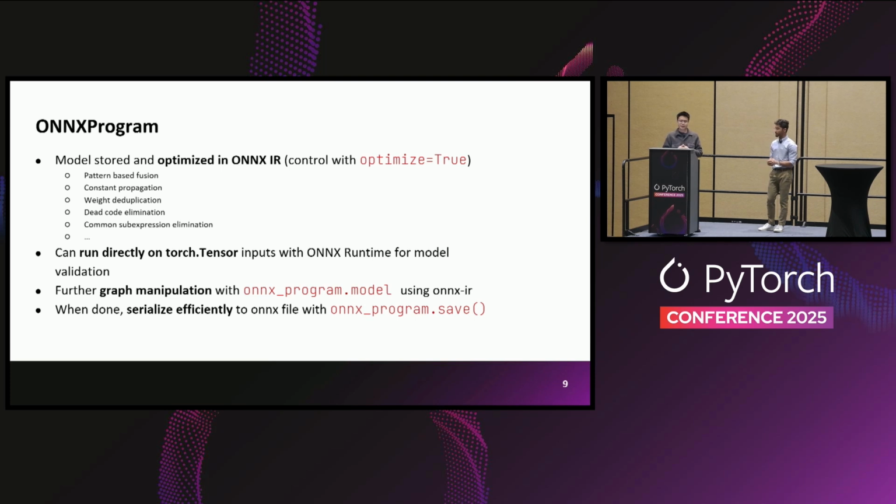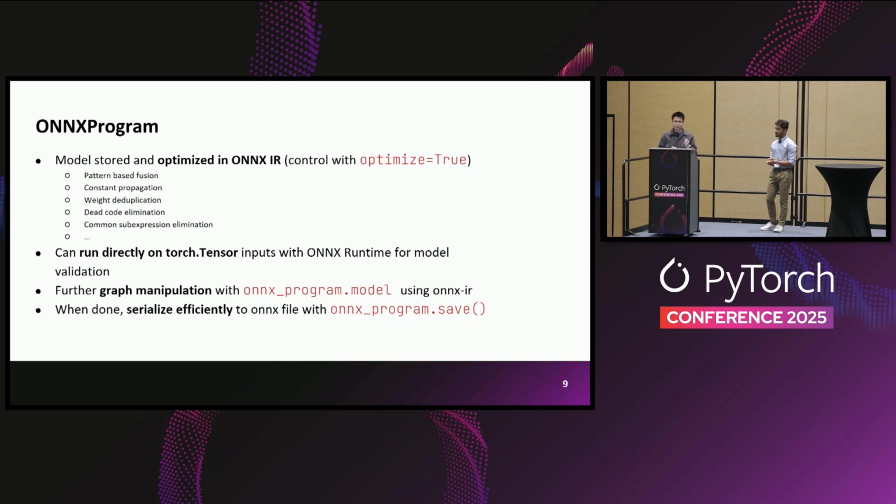It's also optimized. We run pattern-based fusion, constant propagation, and all other optimizations to give you a very clean and pre-optimized graph. It can be run directly on Torch tensors, so you can verify the model with your existing Torch eager module, and beneath it, it runs ONNX Runtime on Torch tensors, so you can do validation very easily.